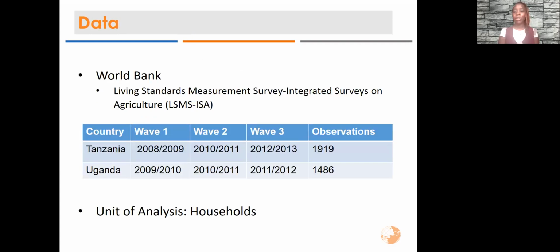This study used panel data from the World Bank's Living Standard Measurement Survey, Integrated Surveys on Agriculture for Tanzania and Uganda. This included 3 waves of data containing 1,919 households from Tanzania and 1,486 households from Uganda.